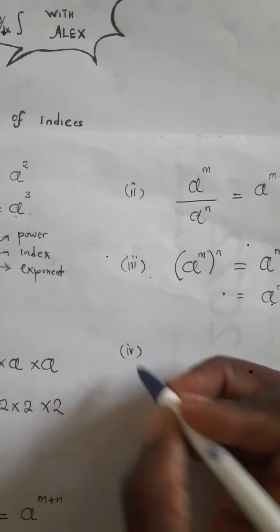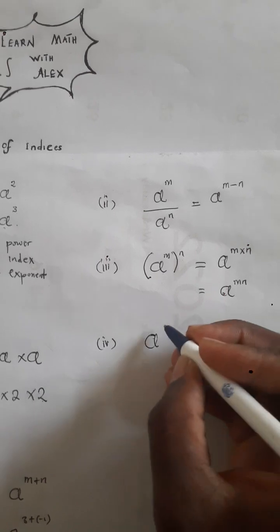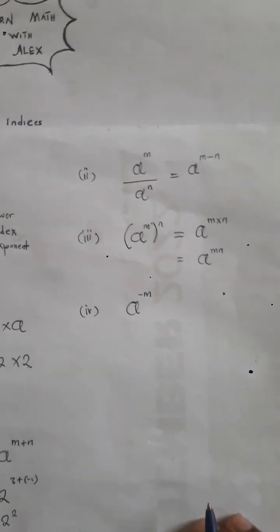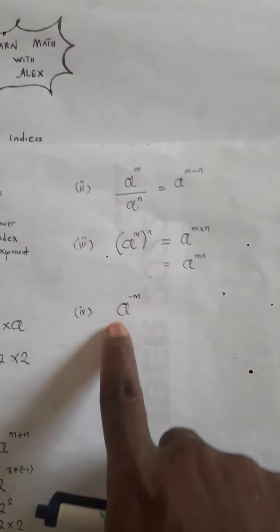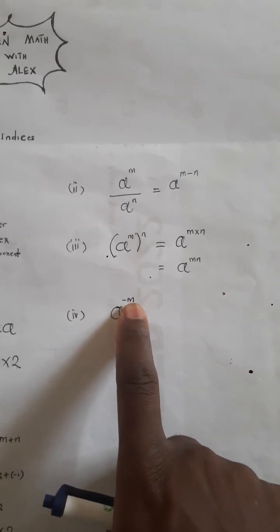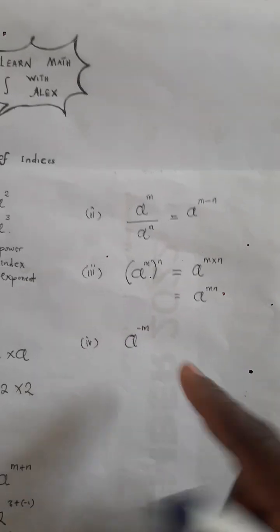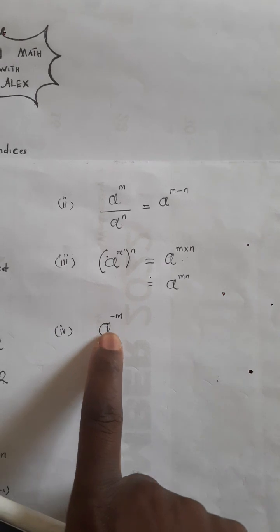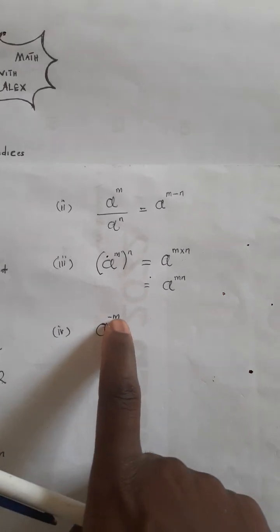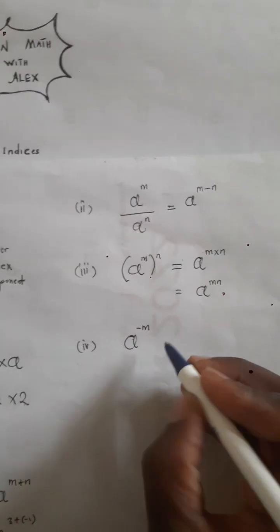Let's move on to the fourth one. What happens if I have a raised to the power negative m? Remember we said the relationship between the base and the exponent is that the power tells you how many times you're going to multiply a by itself. But now we have a negative number. How are you going to multiply a by itself negative m times? That becomes a bit tricky. So this one you can apply this law.